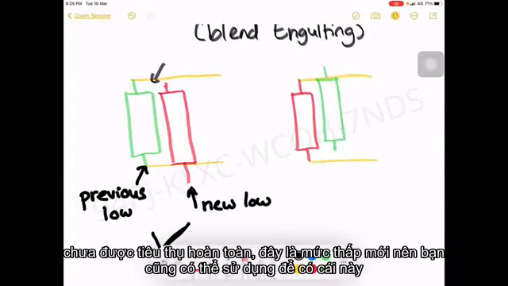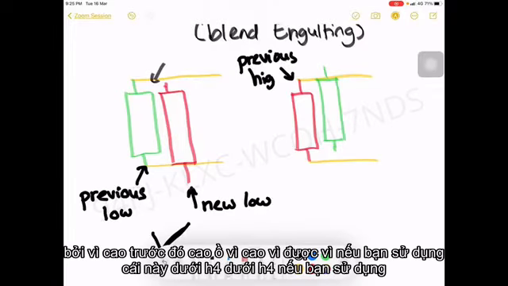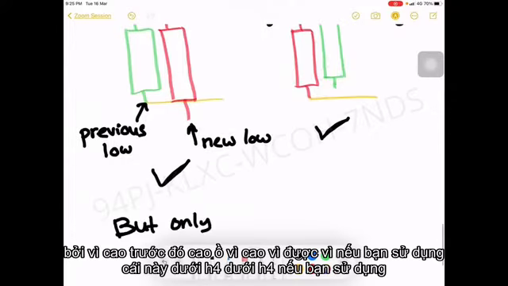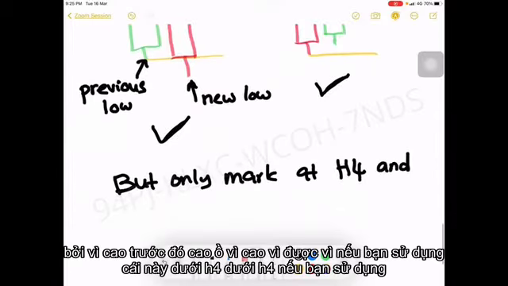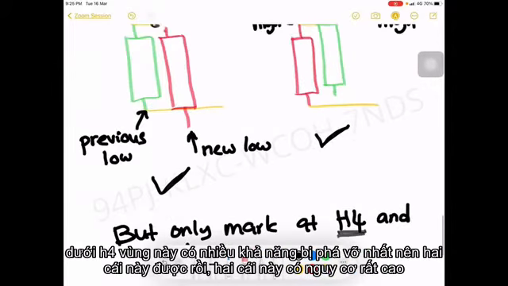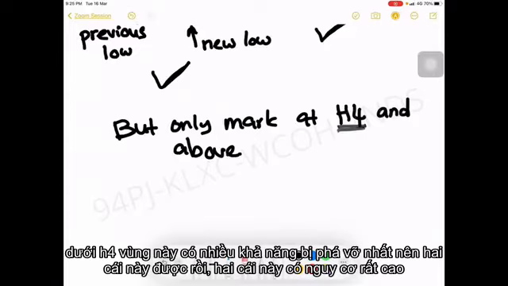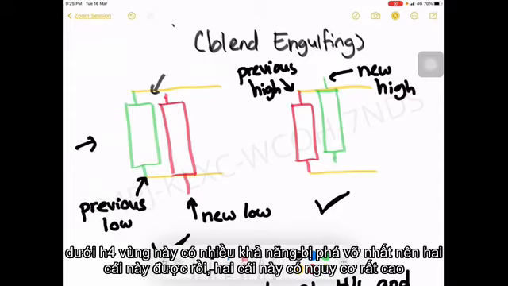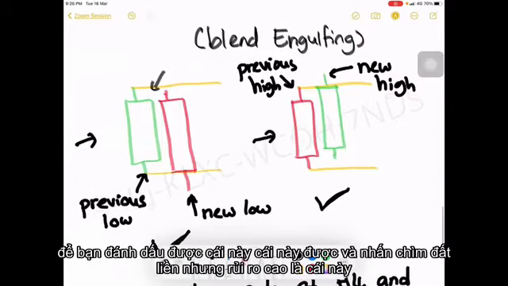So if you have this one, it's also an engulfing because previous high, new high, at H4. Because if you use this below the H4, the zone is most likely to be broken. So these two are very high risk for you to mark.